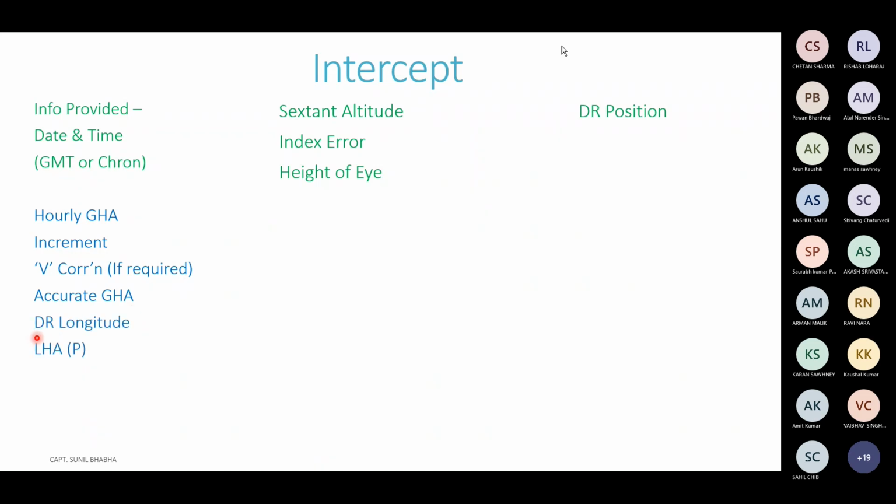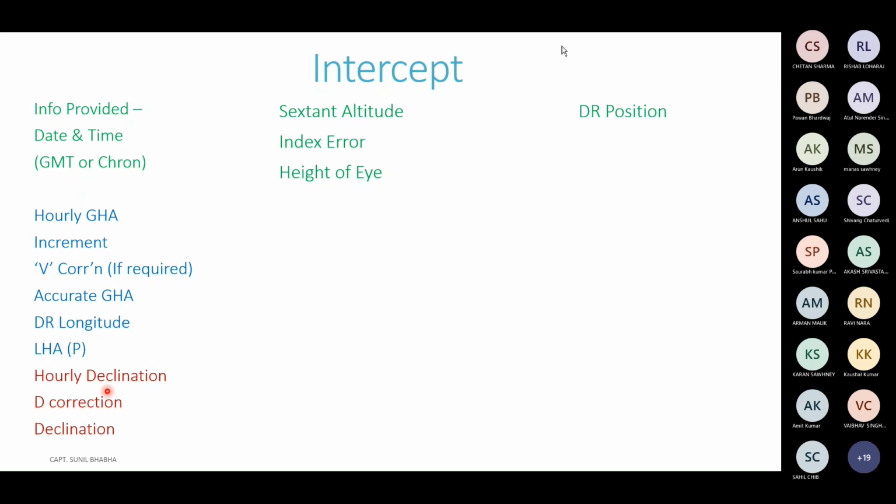Now, once the GHA is obtained, we also have the DR longitude known to us. We apply the DR longitude and we get the LHA of the body. From the LHA, we can easily obtain angle P of the body. P will be equal to LHA if LHA is less than 180, and P will be equal to 360 minus LHA if it is greater than 180.